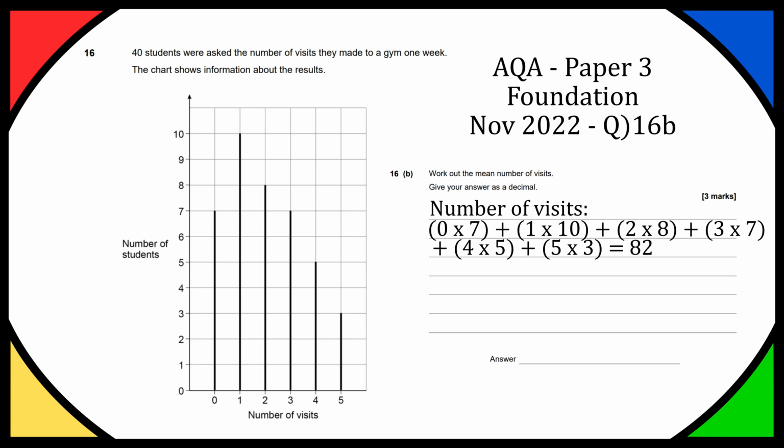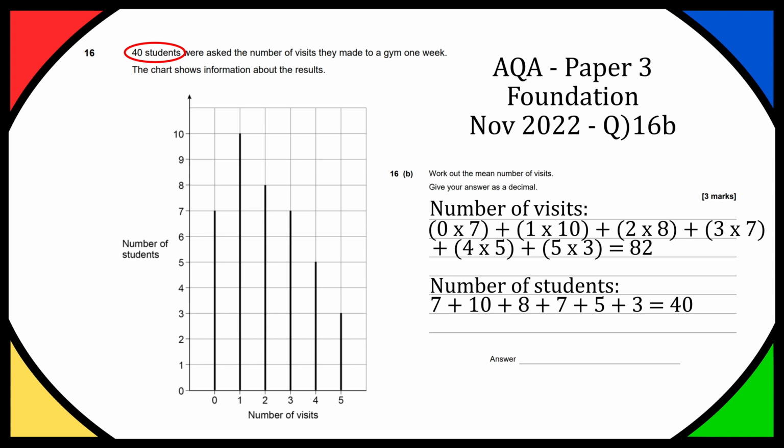Next up, we want to work out the number of students. Now it does say at the top 40 students, but if you weren't told that, or if you wanted to work it out, you can just add the total number of values from the chart. So we've got a 7, we've got a 10, we've got an 8, and we just add them all up, and that's also going to give us 40 students.